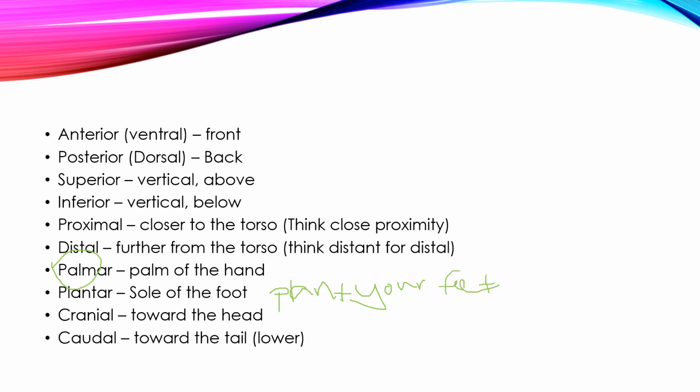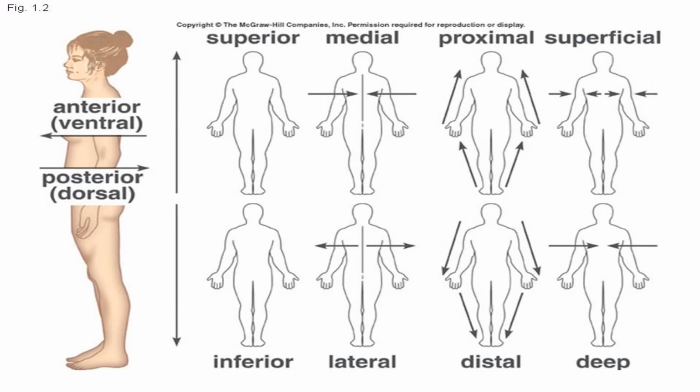So this is the sole of your foot. Anytime you see cranial, this is talking about your head. Anytime you see caudal, this refers to the tail. And by the way, yes, we did have tails once, according to evolution. But anyway, whether you believe that or not, it's up to you. So these are the same positioning slides that I showed you in the last slideshow.